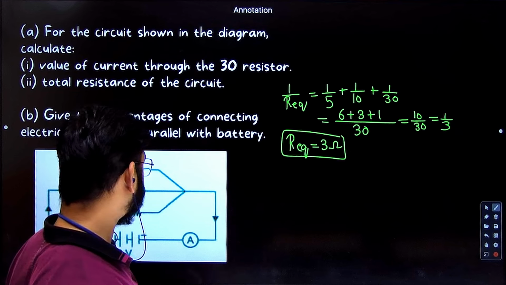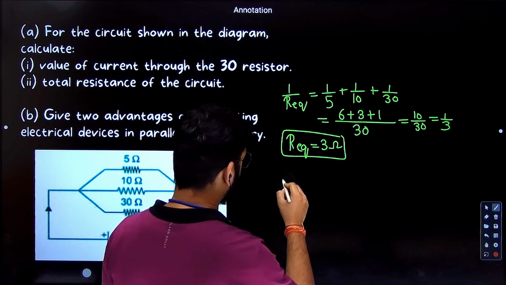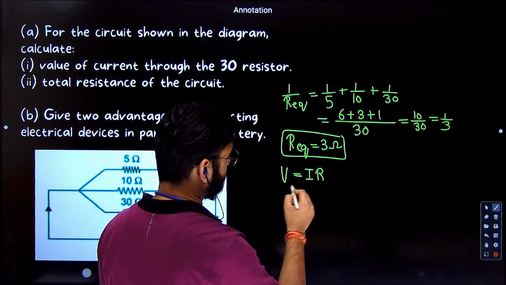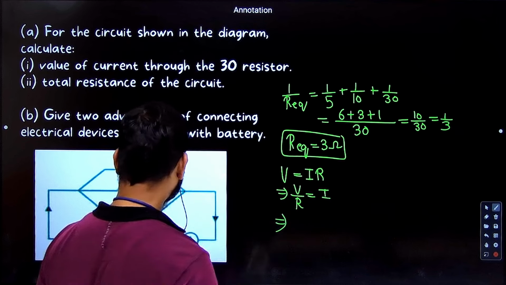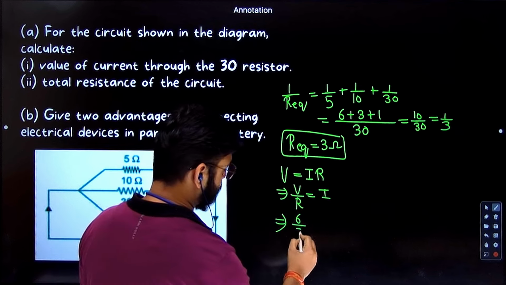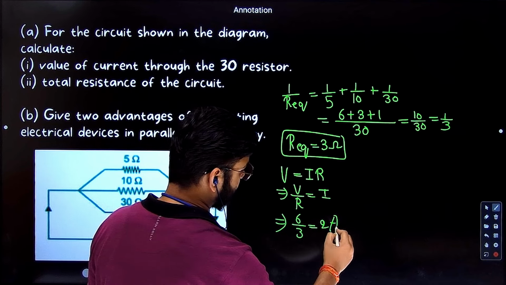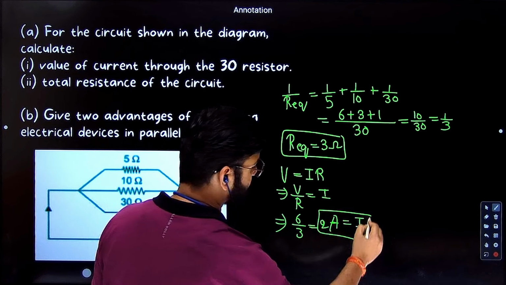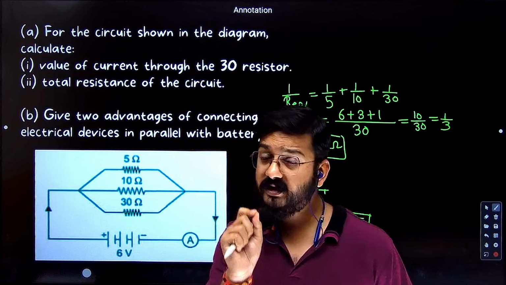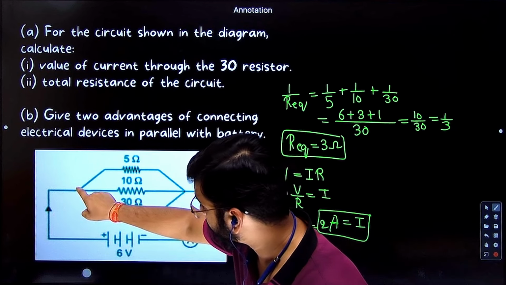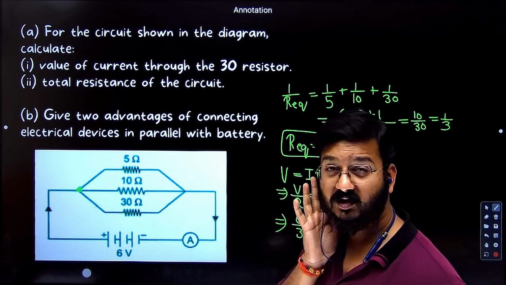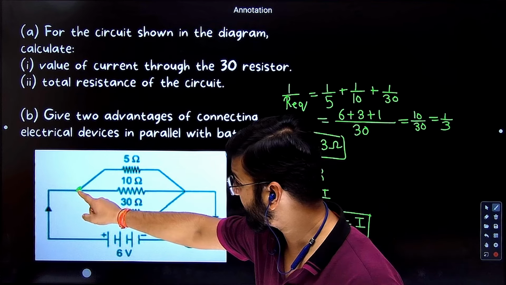What is the total potential of the battery? 6. So V equals IR. So V by R is equal to I. So what is V given? 6. 6 by 3. So total current is how much? 2 amps. So total current flowing in the circuit is 2. It means when the current is coming through this, the current which will reach this point will be how much? 2. The current which will reach this point will be 2.